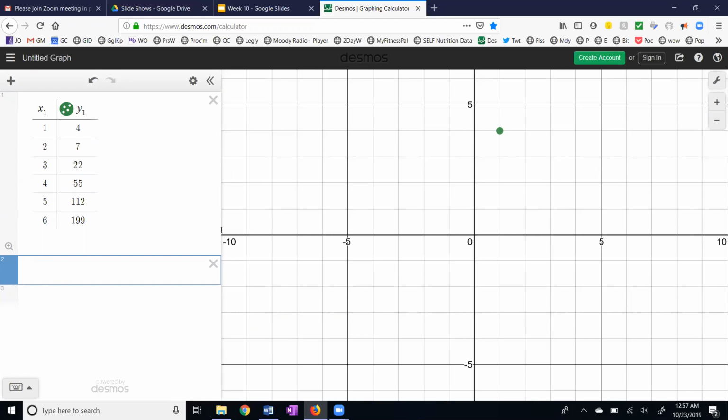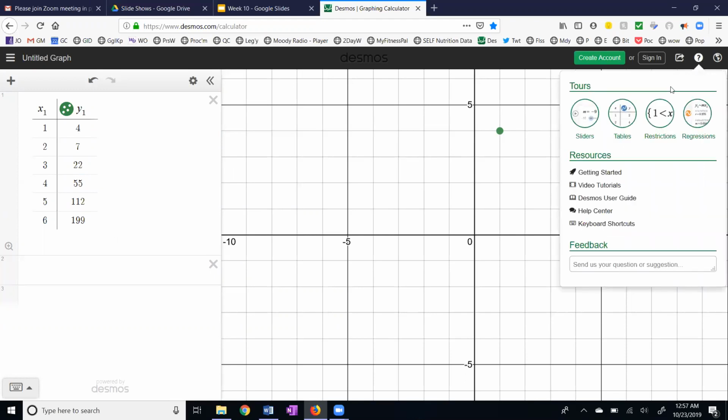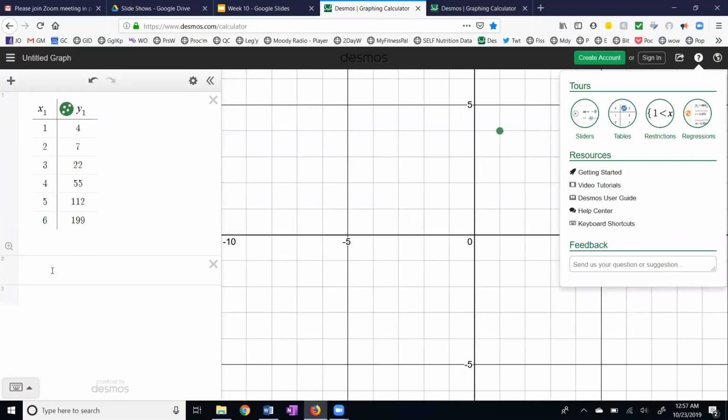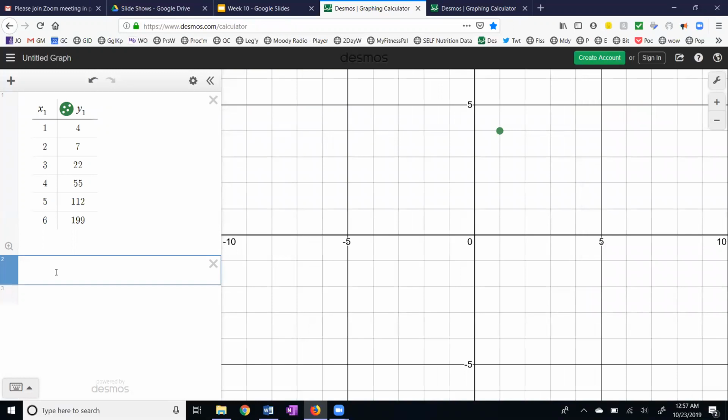By the way, if you forget how to do this and you don't want to watch my video again, I believe right here under Help, it explains how to do regressions. And it's going to take you through the process here. I think I do remember how to do it, so I'm going to show you. We use Y1 because this is Y1 here, and it's going to use the 6-element list. Instead of equals, I use the tilde, which means it's going to be approximately equal.